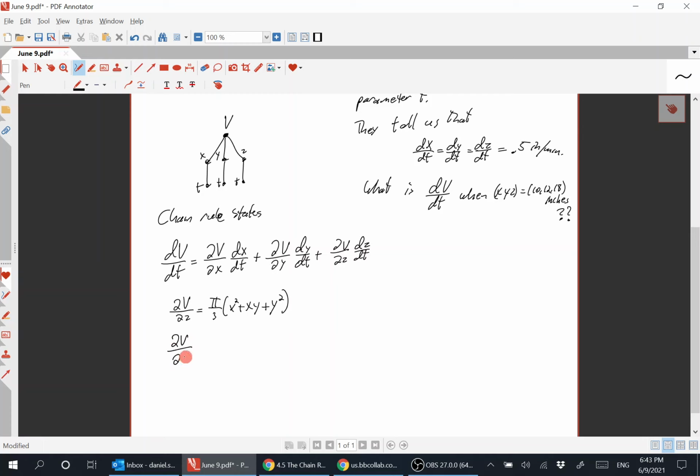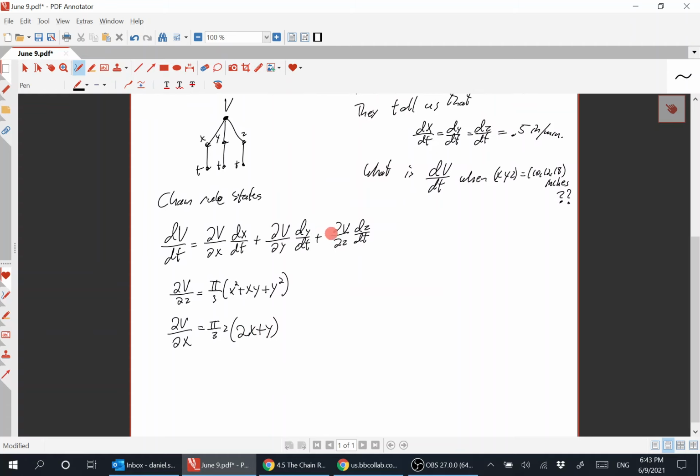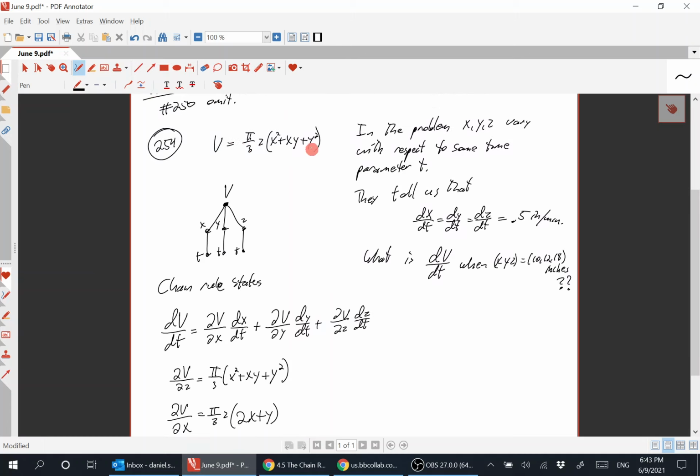Partial V partial x is equal to, well, so now the pi over 3z is just a constant, and we just take the partial derivative on the inside. So that's 2x plus y plus 0. And partial V partial y, same thing. And that's 2y plus x. Right, 2y for that plus x for that one.